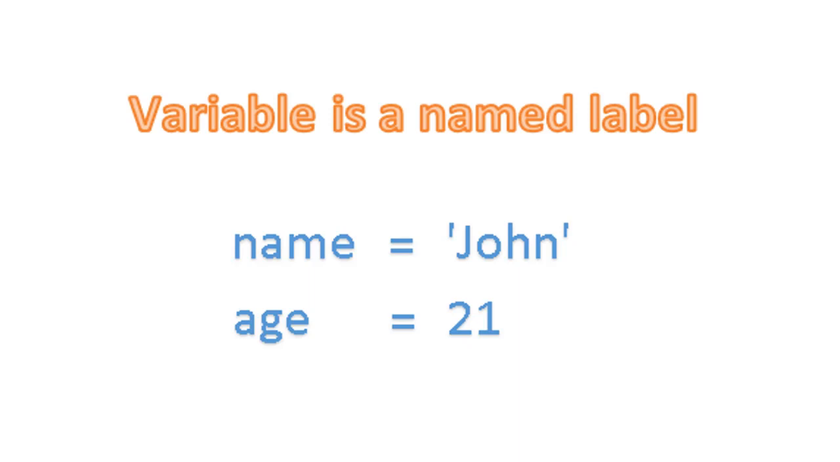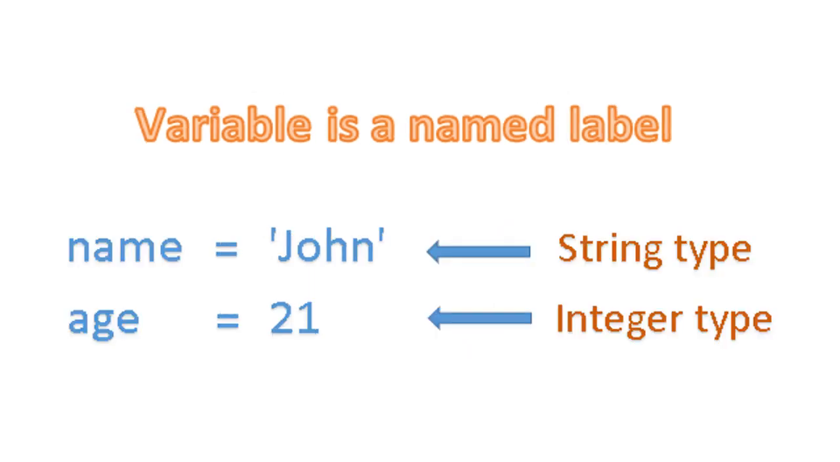For example, here name and age are the variables stored during program run. A variable is created when a value is assigned to it. Variables will always be on the left side of the equal to sign and the value or expression always on the right side. The variable name holds the value of string type. The variable age holds the value of integer type.